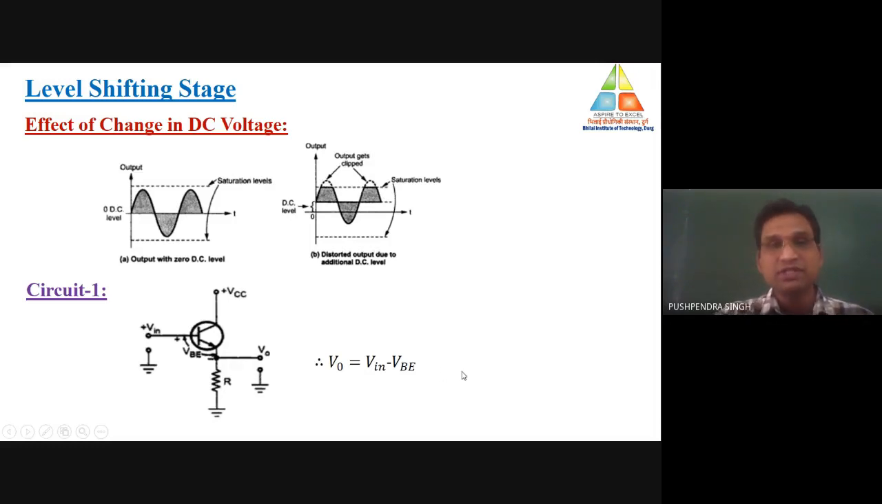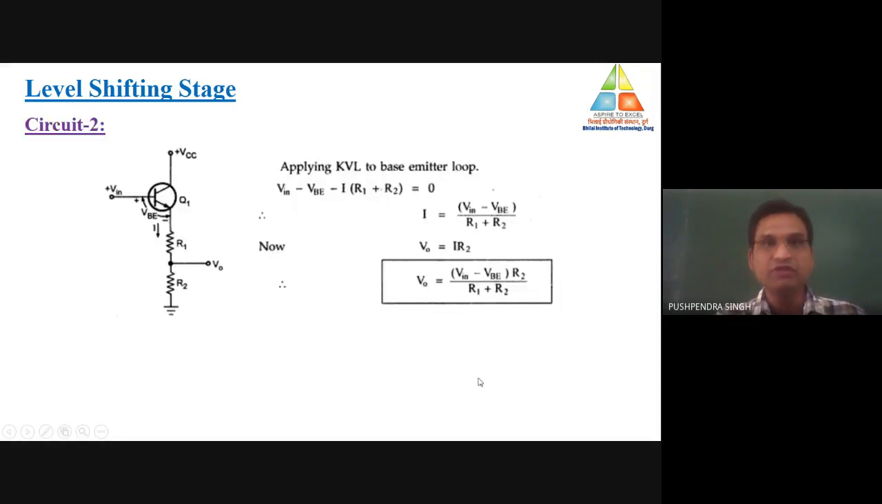But suppose the change in DC voltage is 1 volt, 2 volt, 3 volt, or anything that is not 0.7. In that condition, this circuit can't be used. Why? Because this circuit is specifically designed for compensating the DC level of only 0.7. So for that purpose, we need to modify the circuit.